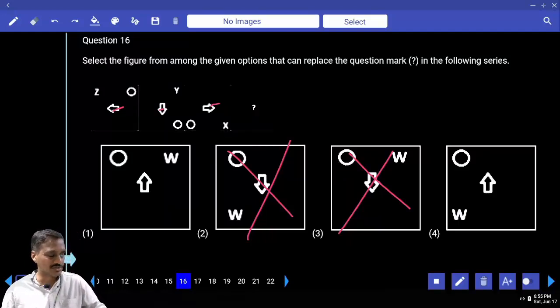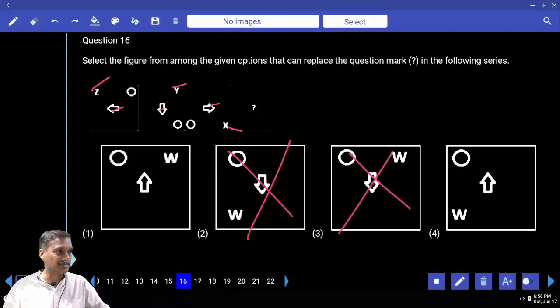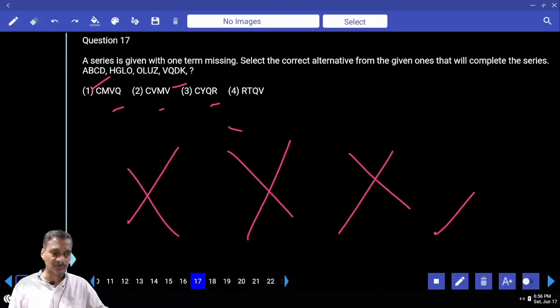My new element across, Z, Y, Z come, Y come, where should the third one be? X at the bottom, and W must be to the left hand. Hence W is at the left hand, choice. And question 16 is choice 4.